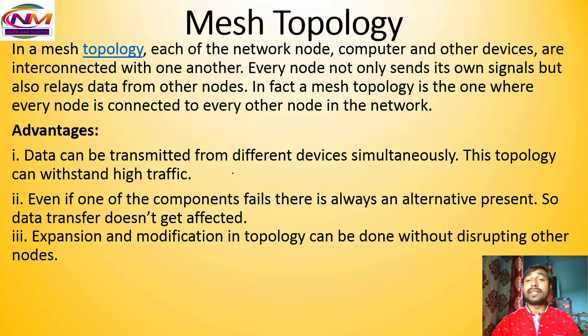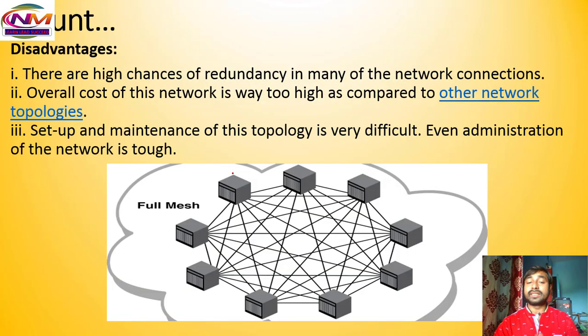And what are the advantages? Now I'm going to first see the image. See, suppose that this is machine 1. So this machine is directly connected to machine number 2, machine number 3, machine number 4, 5, 6, 7, 8 and 9. In a mesh topology, all those machines are connected to each one of them. So this is called mesh topology.